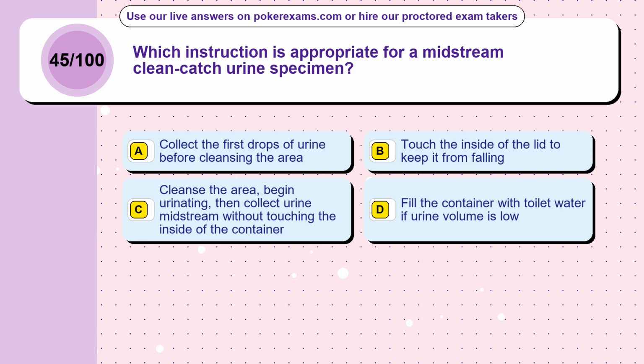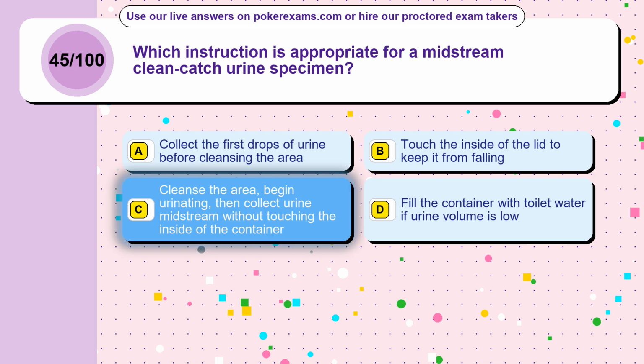Question 45. Which instruction is appropriate for a midstream clean catch urine specimen? Option A. Collect the first drops of urine before cleansing the area. Option B. Touch the inside of the lid to keep it from falling. Option C. Cleanse the area, begin urinating, then collect urine midstream without touching the inside of the container. Option D. Fill the container with toilet water if urine volume is low.